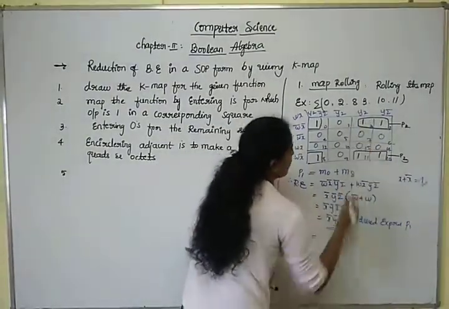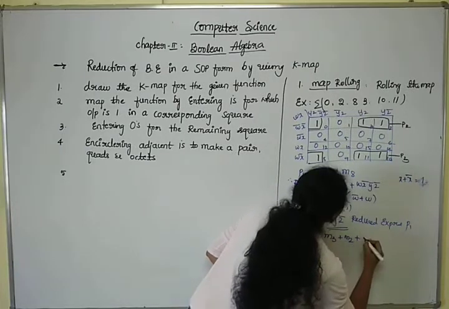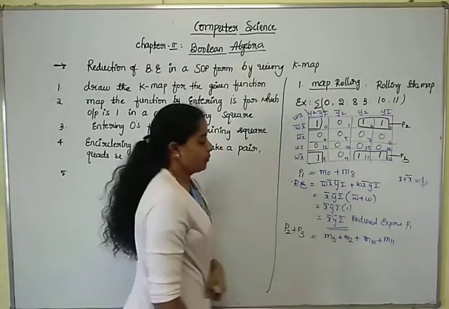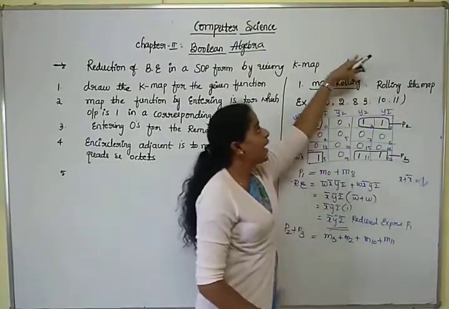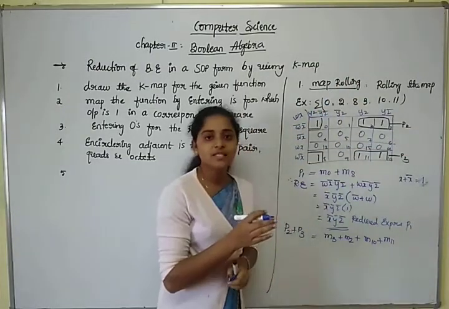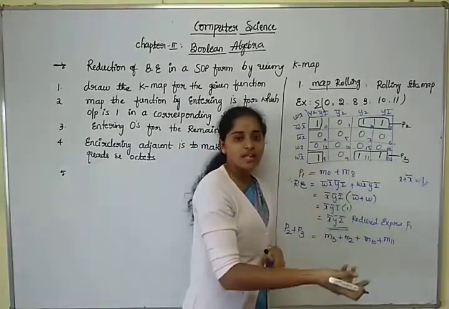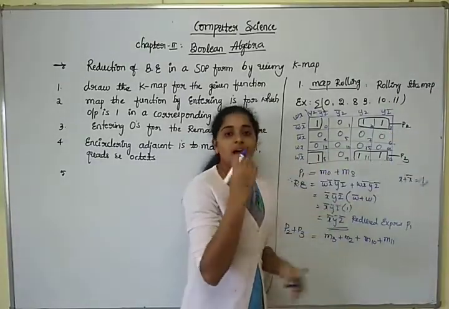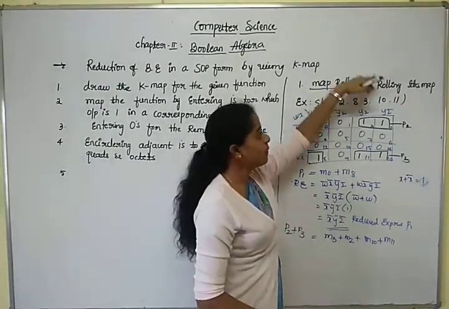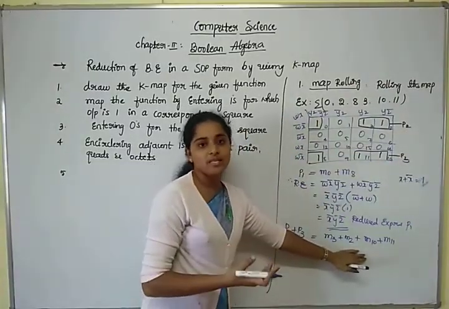That is M3 plus M2 plus M10 plus M11. Why do we roll the map? Because in the pair reduction there is the possibility of reducing only one variable. But if we give preference to a quad, we get the chance to reduce two variables. So by rolling the map, we got one quad. In this quad, two variables are removed.